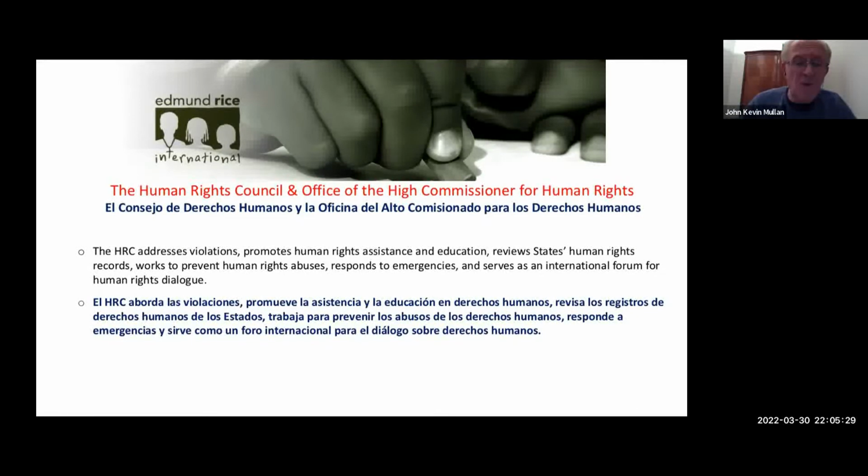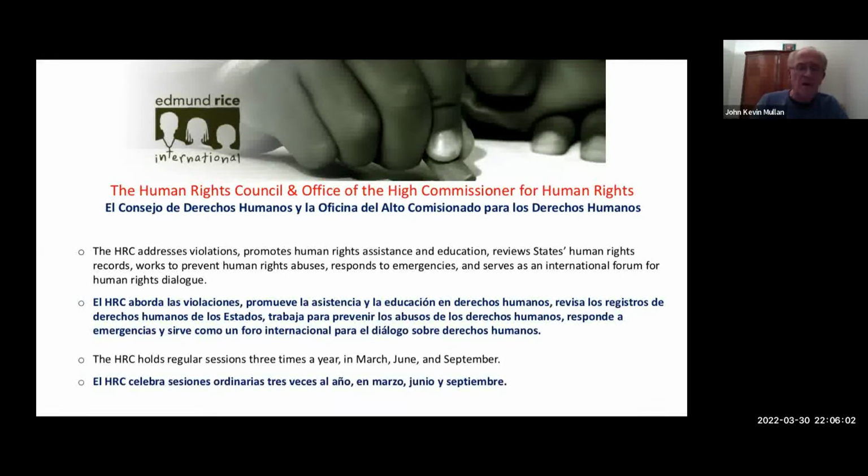Another way to describe the work of the Human Rights Council would be, it addresses violations, it promotes human rights assistance and education, it reviews states' human rights records, it works to prevent abuses, responds to emergencies, and serves as an international forum for human rights dialogue. So a lot of things that the Human Rights Council pays attention to in its work. And the Council holds regular sessions 3 times a year, in March, in June, and September. So the Human Rights Council is meeting at the moment in the month of March.